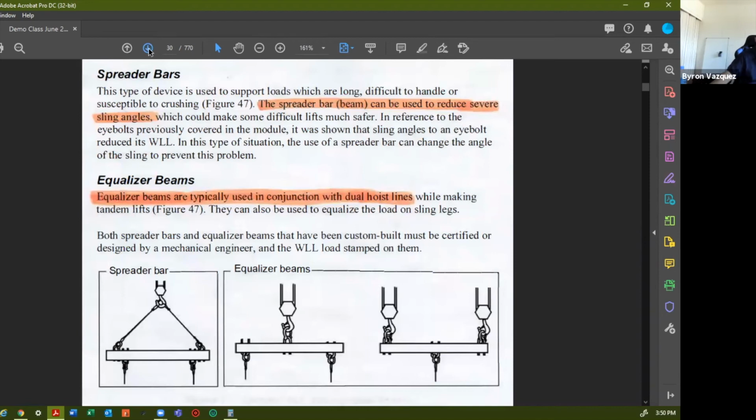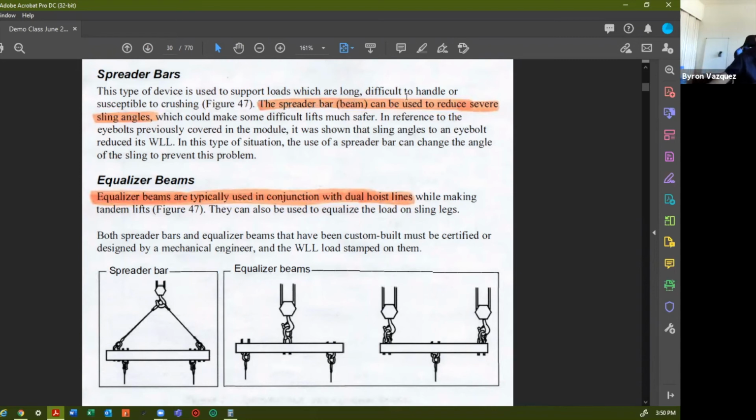Spreader bars. So this is another lifting device. Okay, so we're still learning stuff straight out of the RSOS. So nothing you're going to be taught is just completely out of the blue. Everything is out of the RSOS. This is a spreader bar, spreader beam. This type of device is used to support loads which are long, difficult to handle, or susceptible to crushing. So if we've got something that can basically crush if we lift with any sort of configuration, we use a spreader bar just to give us more working area.